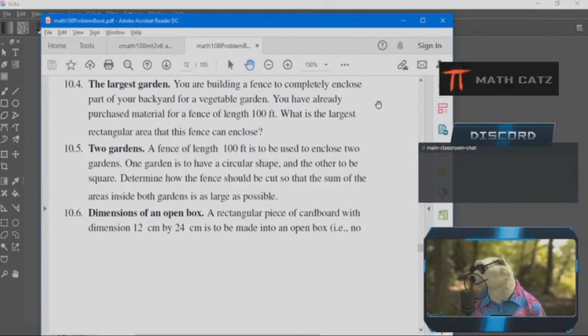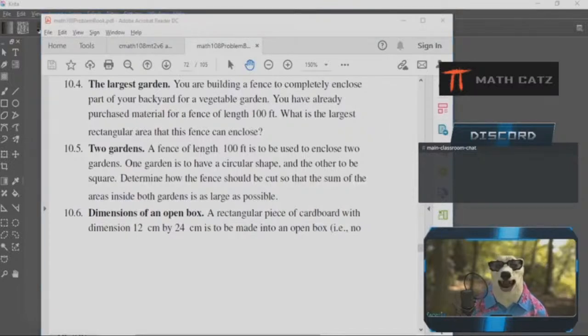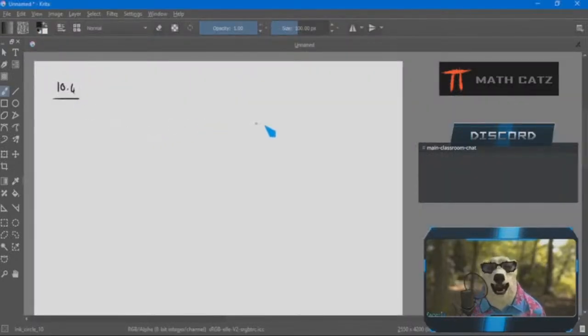You're building a fence to completely enclose part of your backyard for a vegetable garden. You have already purchased material for a fence of length 100 feet. Using that, what is the largest rectangular area that this fence can enclose? So what I always like to do here is visualize with a little diagram just to get my thoughts in order and see what I have and what I'm working with. Not everyone likes it, but it gives me time to just see, okay, what am I working with?